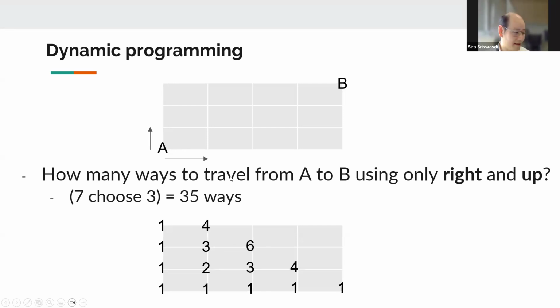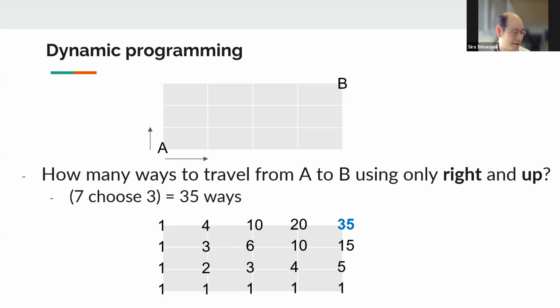And you can keep doing this. We have 3 ways of reaching this point from the left, and 3 ways of reaching this point from the bottom. So we have 6 ways in total to reach this position. And we can keep doing this until we get the final answer, 35. And for those of you who remember, these are the numbers that appear in the Pascal triangle.